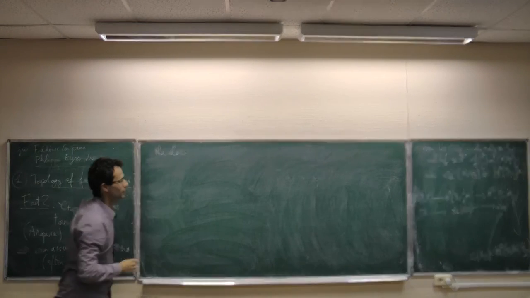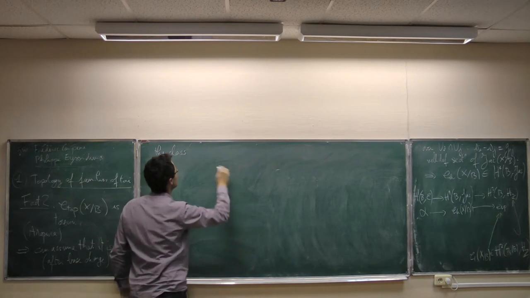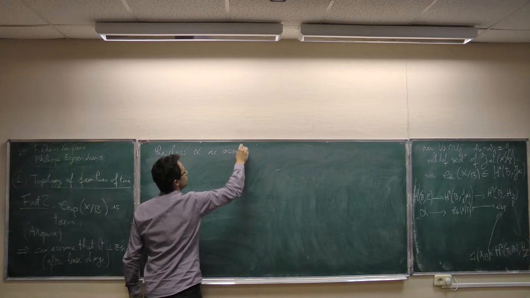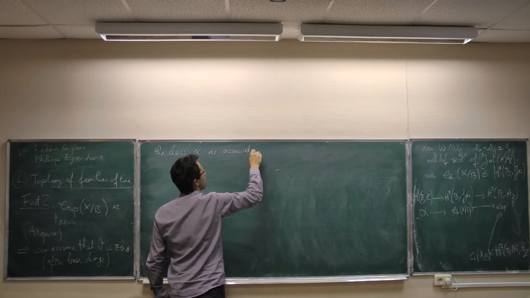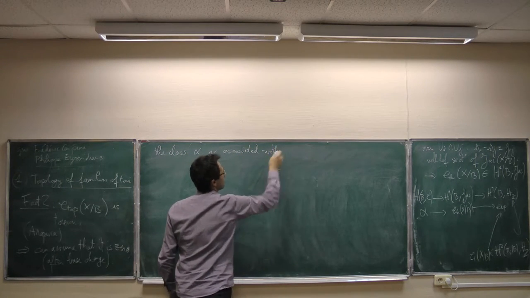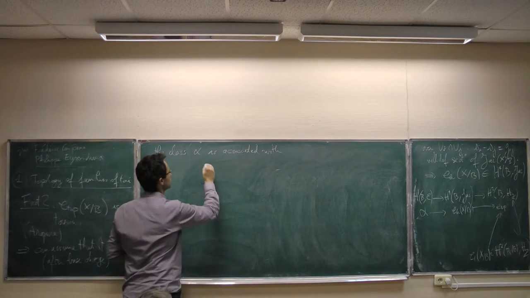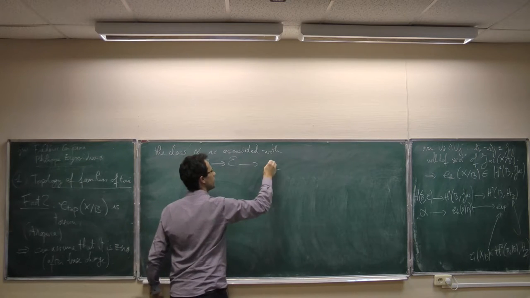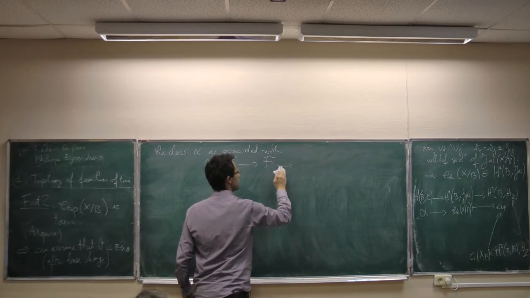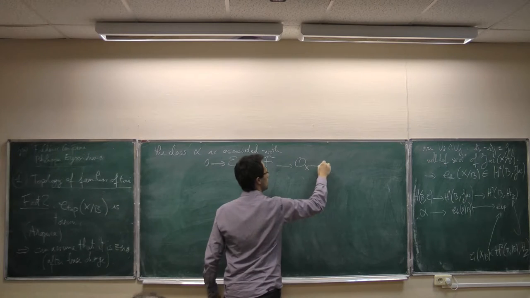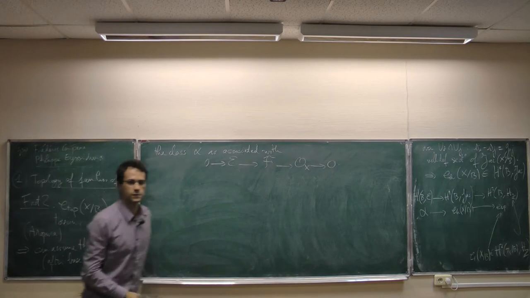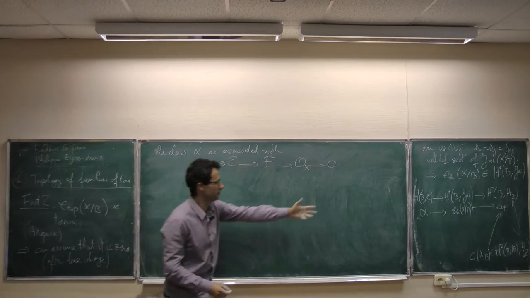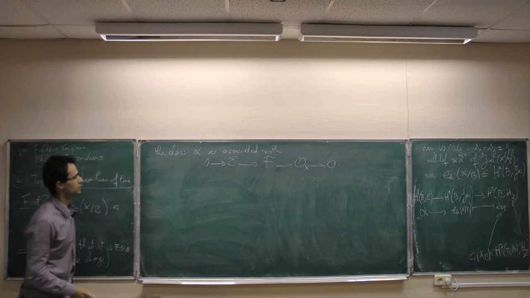It's an exercise to show that this class alpha is associated with an extension of this sheaf E, this vector bundle. So we have a vector bundle extension by the trivial one. Okay. So it's the classical correspondence between extensions and classes of degree one.